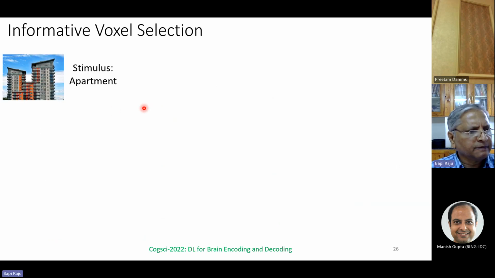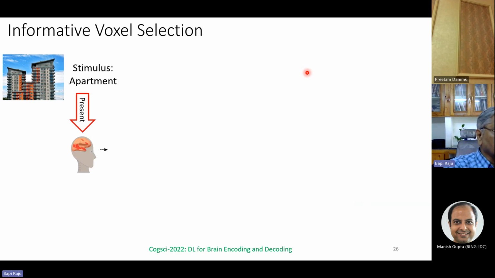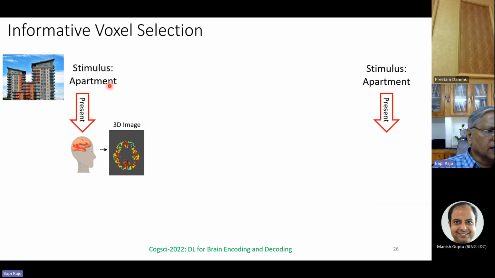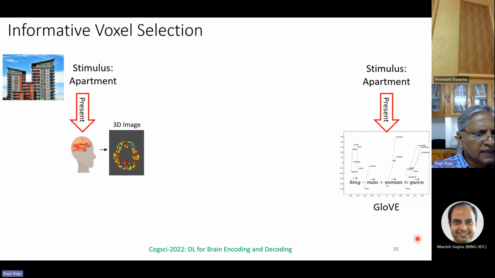So the overall pipeline looks like this. A stimulus is given to the participant. The brain activity associated with that is recorded, and based on this 3D brain activation, informative voxels are selected, and I'll talk about that in a second. On the other side, the word apartment is represented as a 300-dimensional GloVe vector. This is the semantic vector associated with this stimulus.